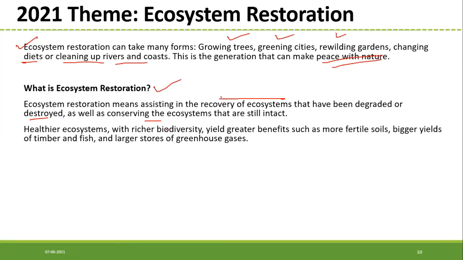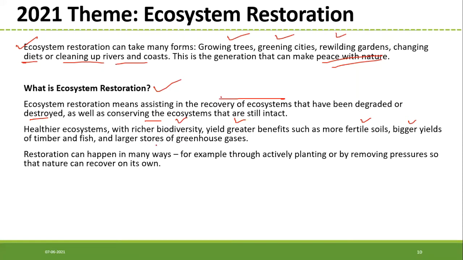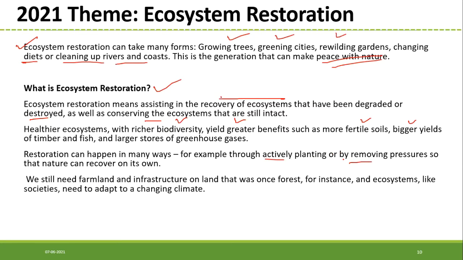When we consider a healthier ecosystem, it gives all the benefits such as richer biodiversity, higher yield benefits, and other benefits like fertile soil, bigger yield, timber, fish, or larger stores of greenhouse gases. So these are some of the benefits that we get when ecosystems are healthy. And it can happen in multiple ways, by, let's say, actively planting or removing pressures on the ecosystem or nature, so that we can do.